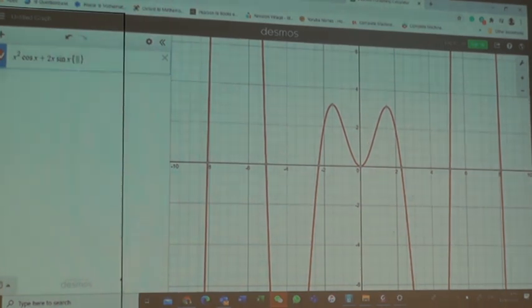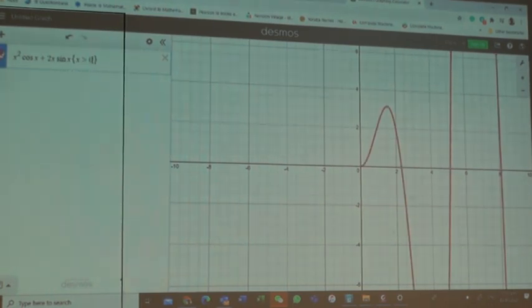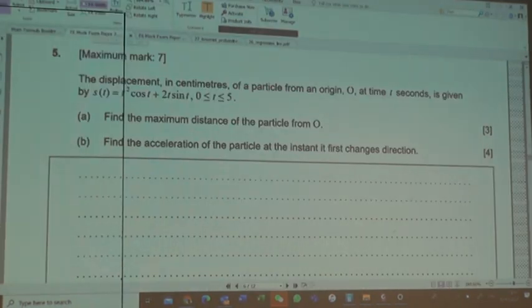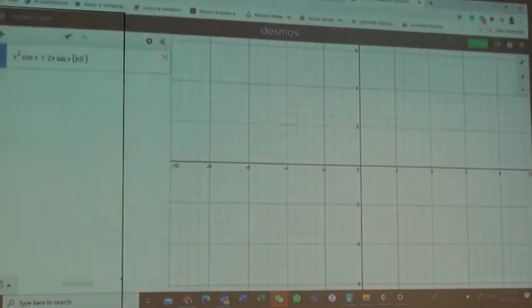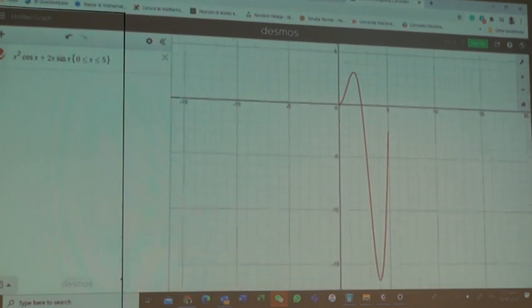But from where to where? From 0 to 5. x is greater than 0, smaller than? Or just x greater than 0? 0 less than or equal to x less than or equal to 5. Okay, so it's like this. So this is what you have.